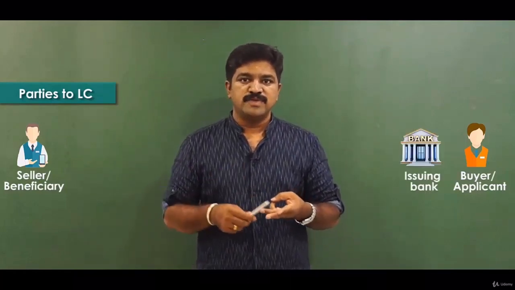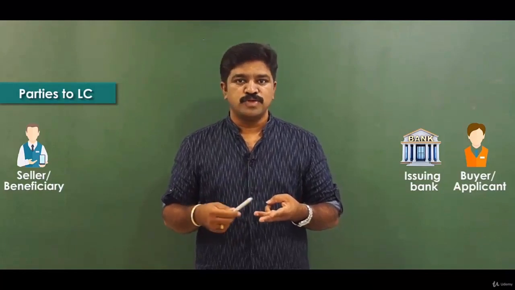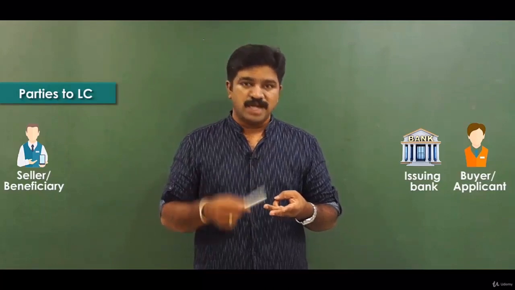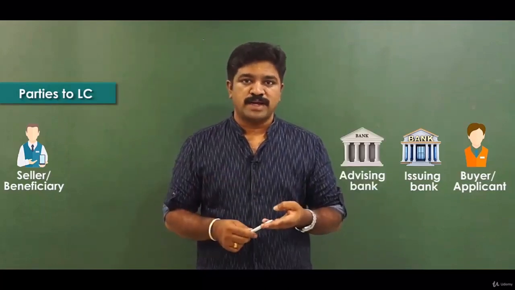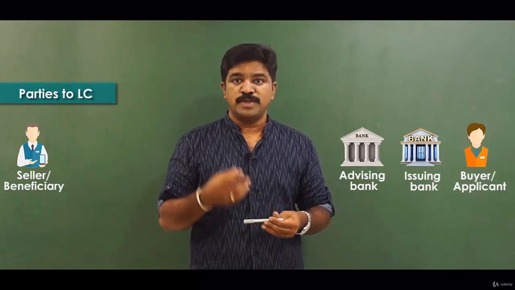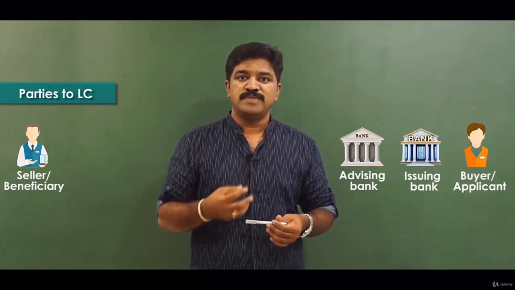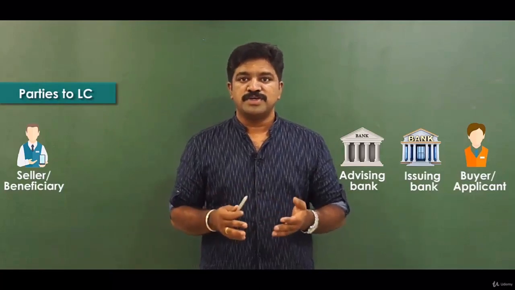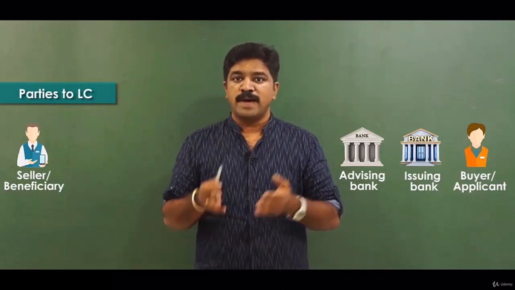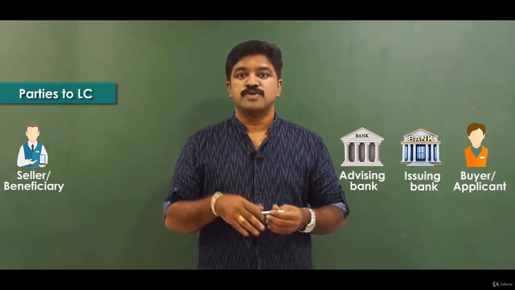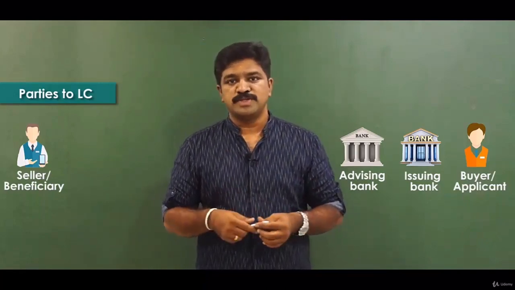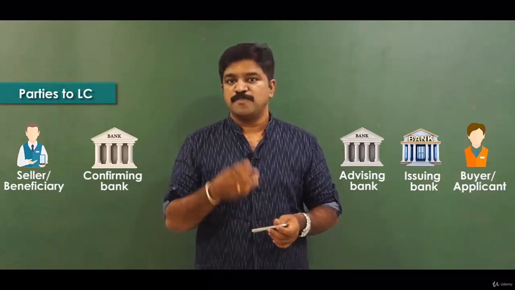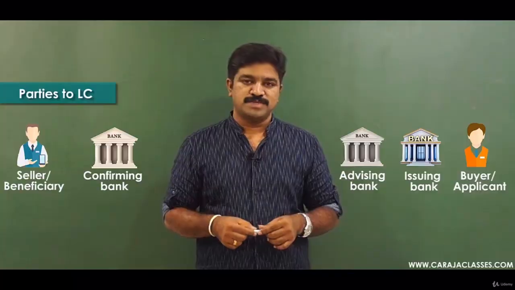And the LC will not be dispatched simply through post. It will be routed through another bank in the seller's place. We call that bank as advising bank. And sometimes seller may be in a dominating position, or seller may not believe the LC issued by the issuing bank of the buyer. Seller may stipulate a condition saying that LC has to be confirmed by a bank in his location. So another bank may also come into the picture. We call that bank as a confirming bank, and it's through these banks the entire LC process revolves.